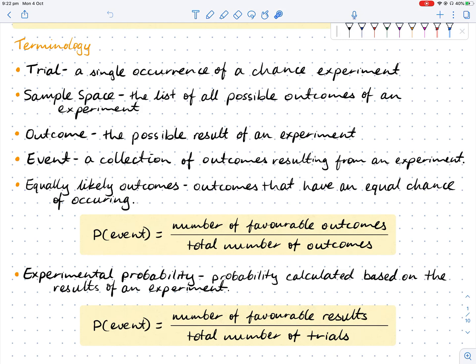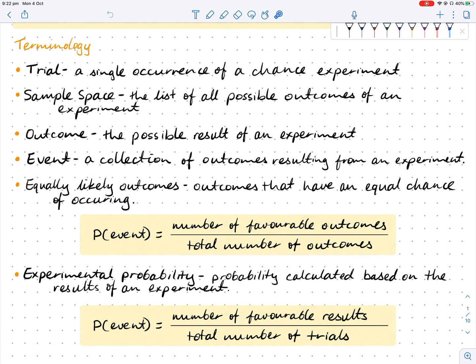If we talk about outcomes being equally likely, what that means is that each of the outcomes has the same chance of occurring. So if I am rolling a die, one side isn't going to fall more than another side. Or if I was picking a letter from the alphabet at random, those things are equally likely.